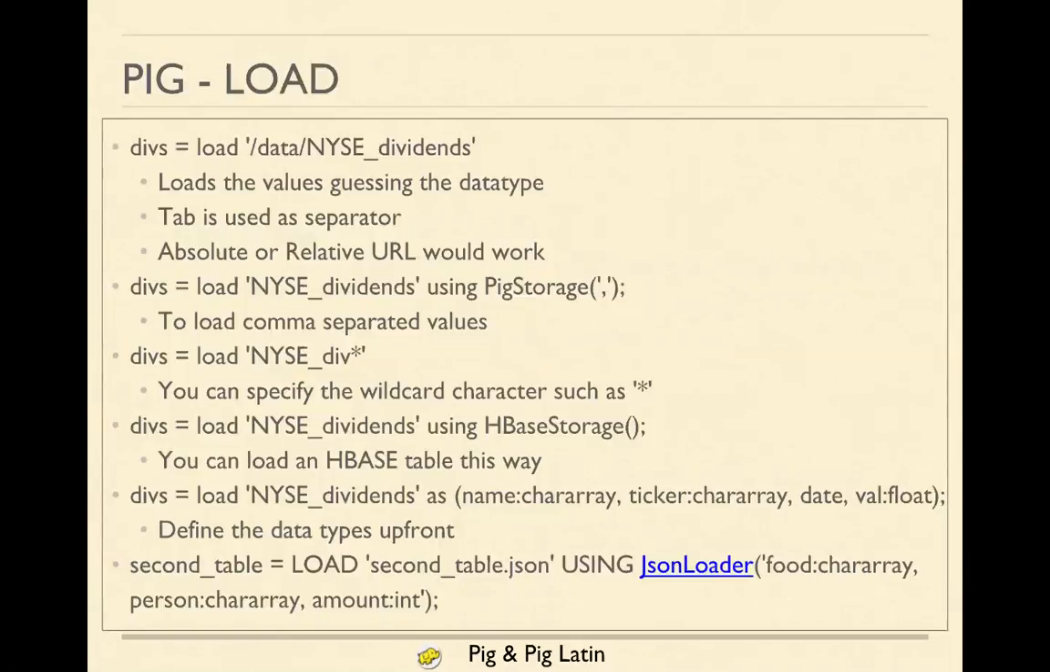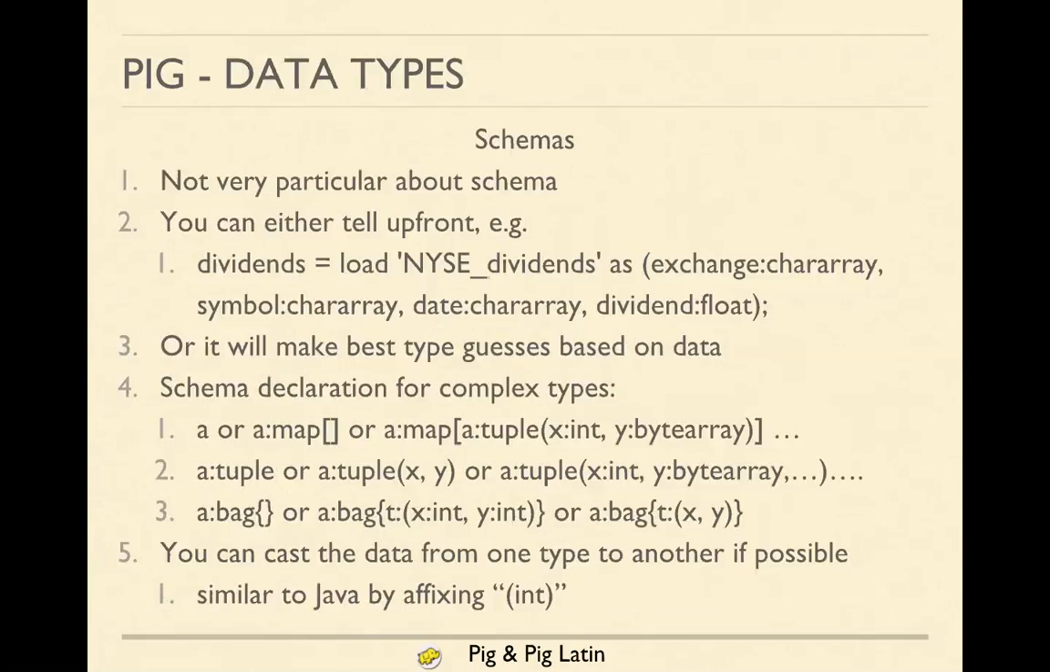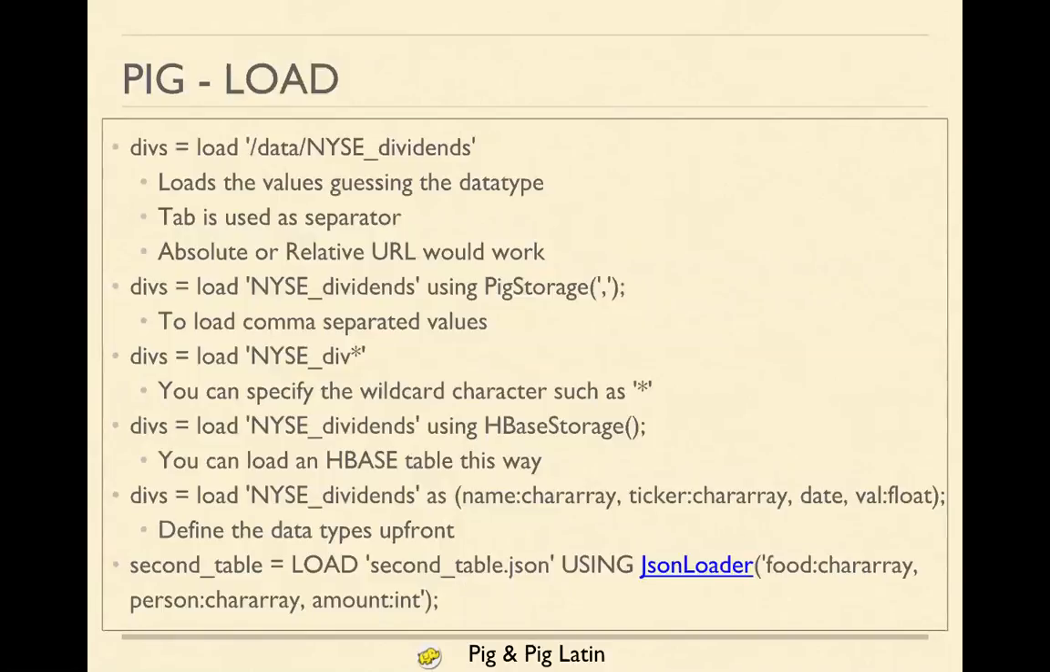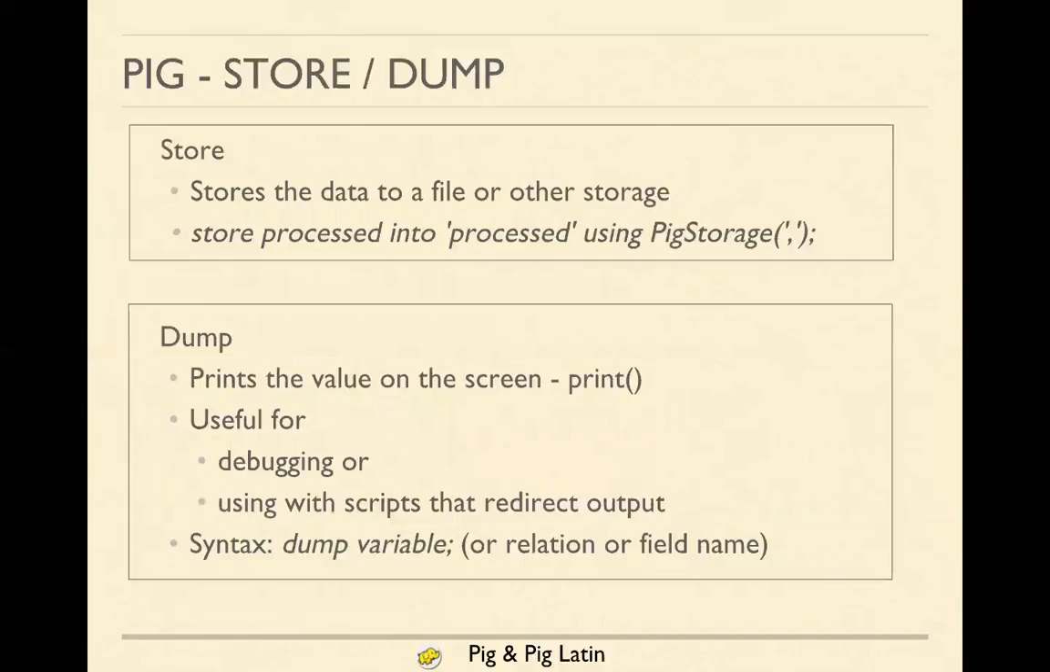All right. So there are quite a few details about loading a file, loading from a folder. You can load from a file. By default, in the case of dividends, the data was tab separated. So in case you're loading data which is not tab separated, instead it's comma separated or colon separated, you can use PigStorage comma. And you can load data from HBase, from a JSON file, and so on. So you can use Pig in many ways.